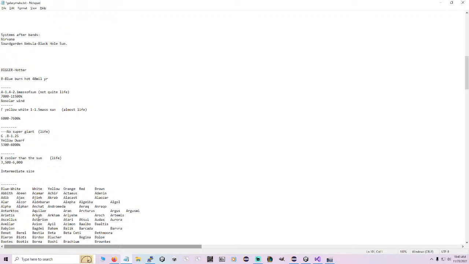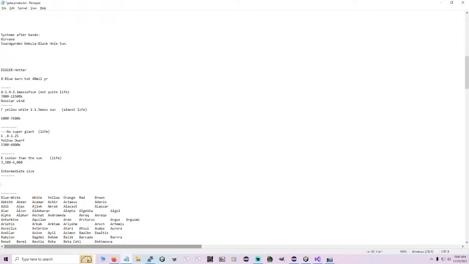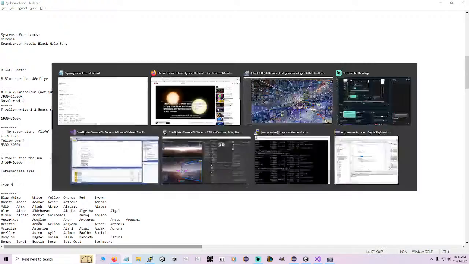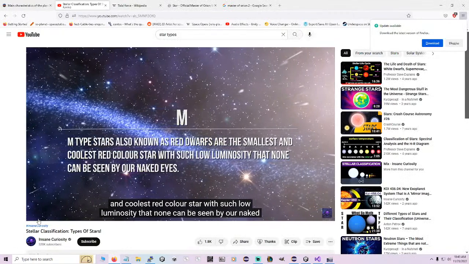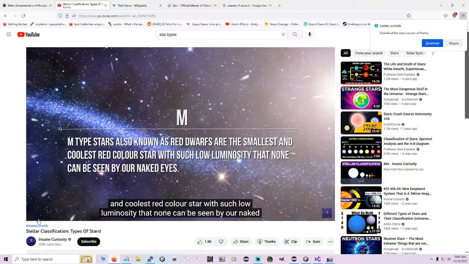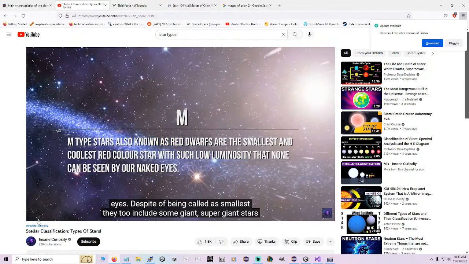And the last we have is Type M. M-type stars, also known as red dwarfs, are the smallest and coolest red-colored stars. Red dwarfs have such low luminosity that none can be seen by our naked eyes.